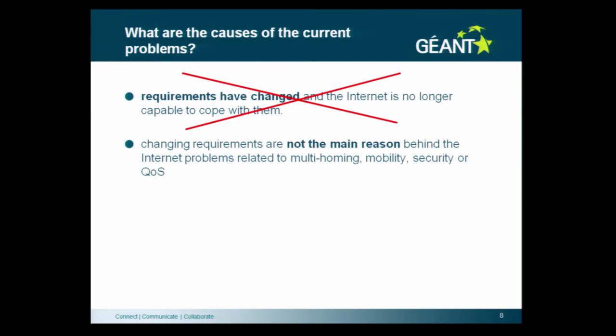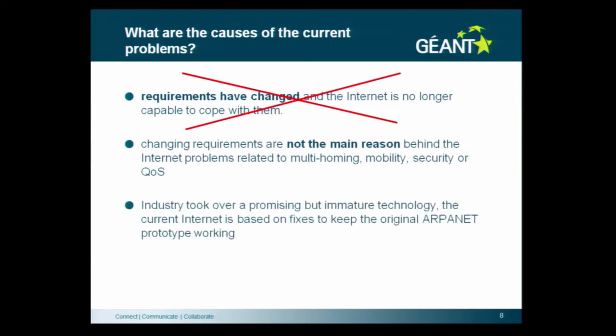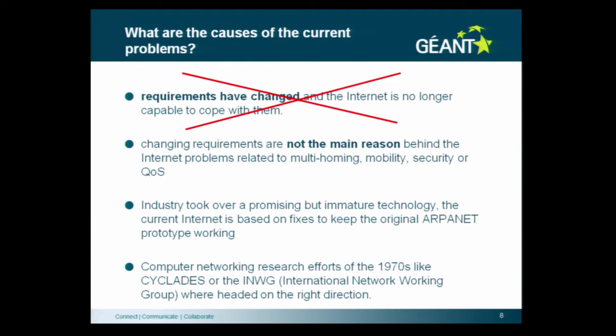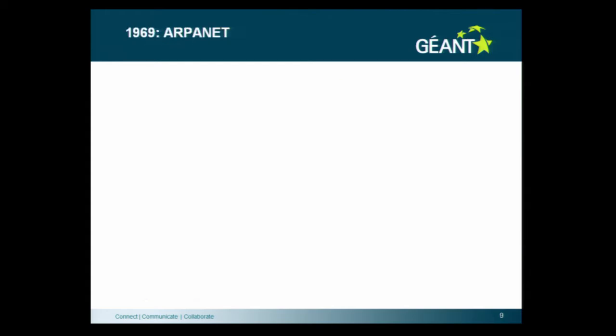The real problem is that it was just a first demo. The ARPANET, which was a very small network, had a certain technology. The industry took over, they tried to build it bigger and bigger, and whenever they ran into a scalability problem, they tried to patch around it, but never rethought: is this really the architecture we are looking for? So there were efforts in the 70s, like the Cyclades network and the INWG, which were headed in the correct direction. They had an internet architecture which is quite different from what we have right now.